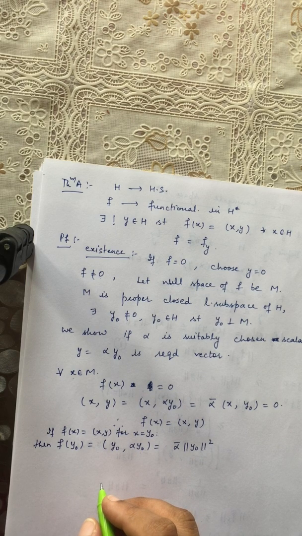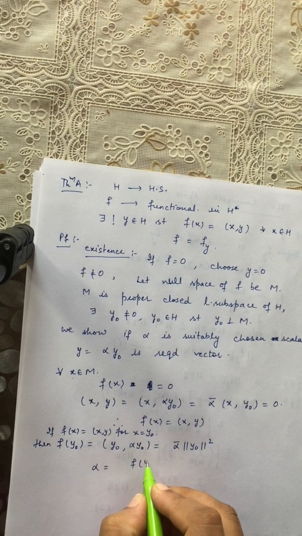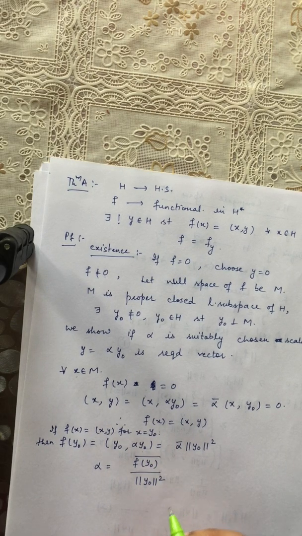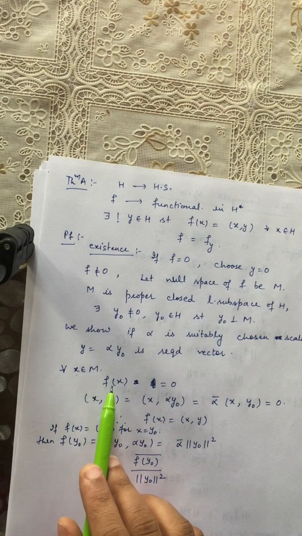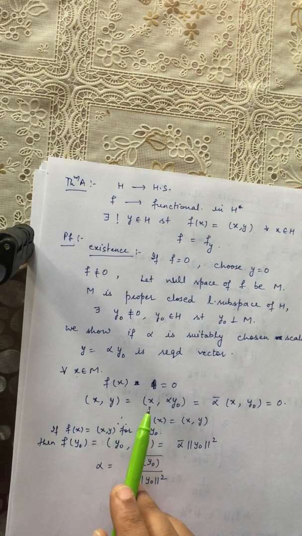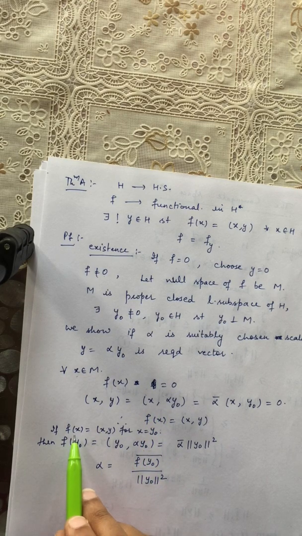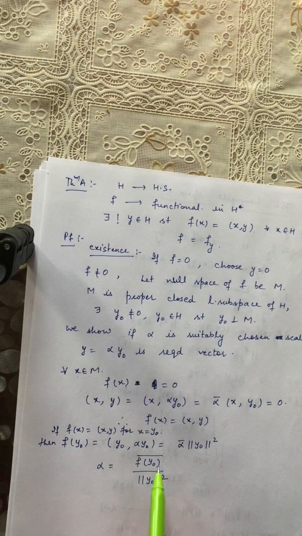So from here we can choose alpha as the conjugate of f of y naught divided by norm of y naught squared. So we will choose alpha as this value. So we have proved that for every x in M, f of x is equal to this for any value of alpha. And we have chosen alpha such that if this is true for x equal to y naught, then alpha is this value. That means it is true for y naught also.